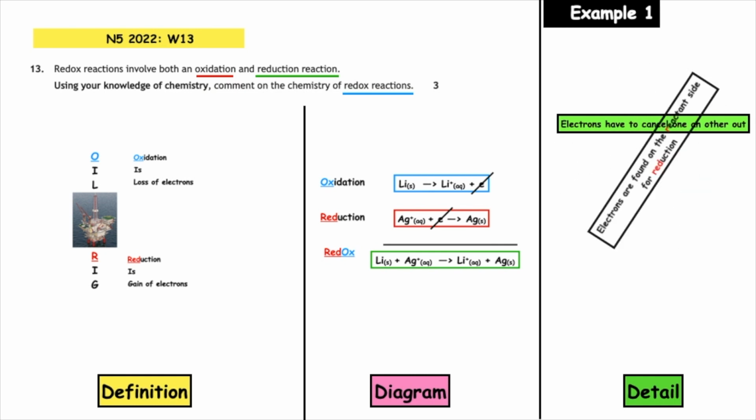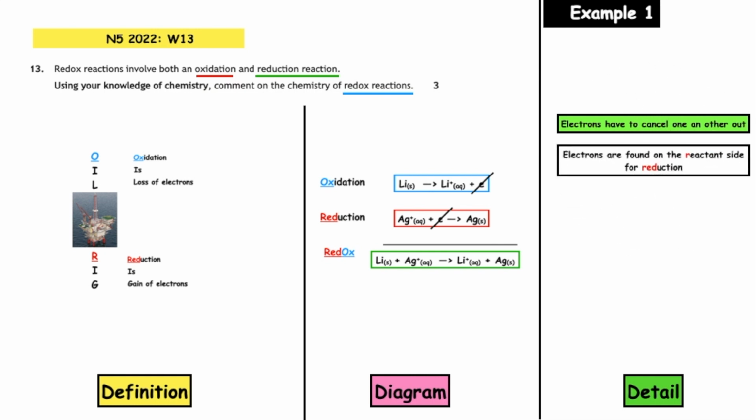You then want to maybe do an explanation about how that actually occurs. That the electrons have to cancel one another out. Electrons are found on the reactant side for reduction, and the electrons are found on the product side for oxidation. This is an example of what you could do for one of these open-ended questions.